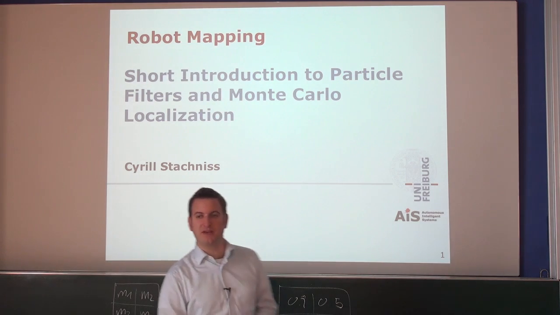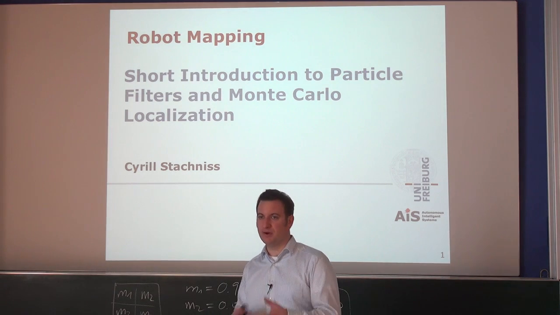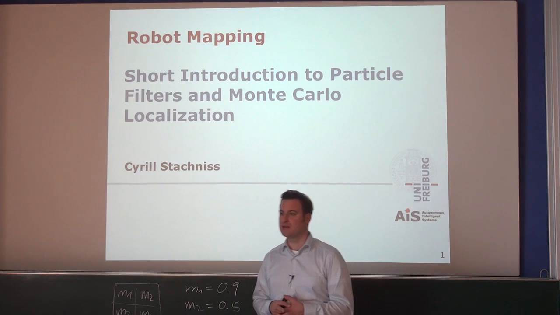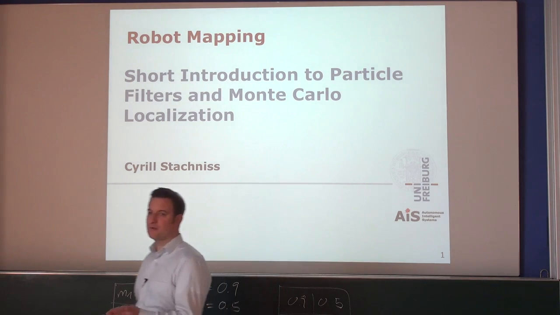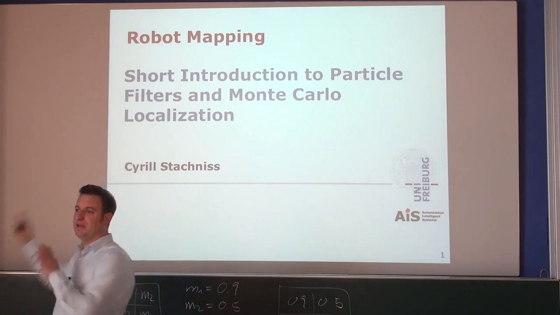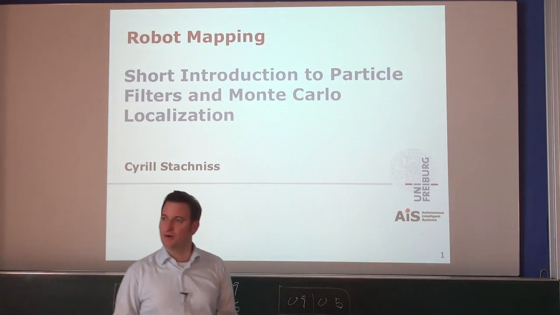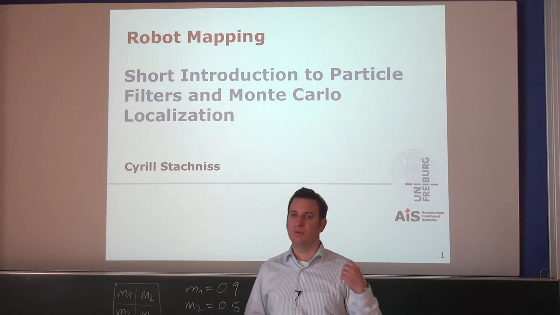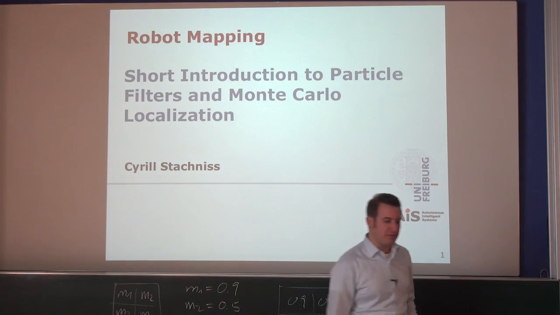A very short introduction into particle filters in general, or especially particle filters used for Monte Carlo localization, so for localizing a robot in an environment given that we have a map. We assume typically we have a map, something like the occupancy grid map that we had before. We want to estimate the position of the robot in this grid map.